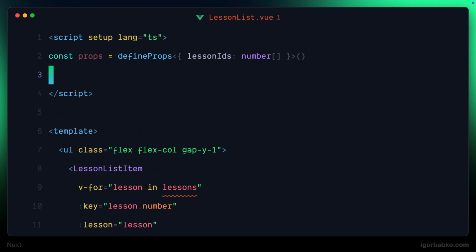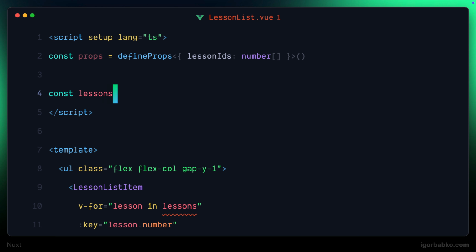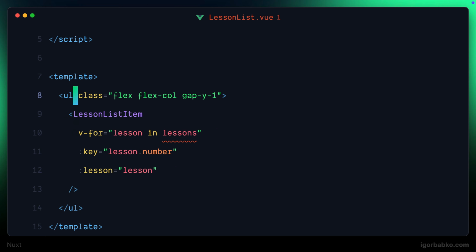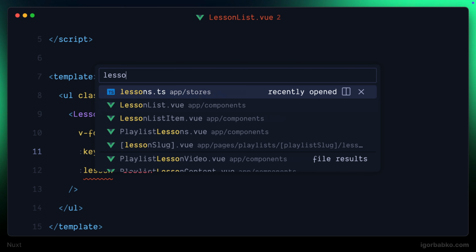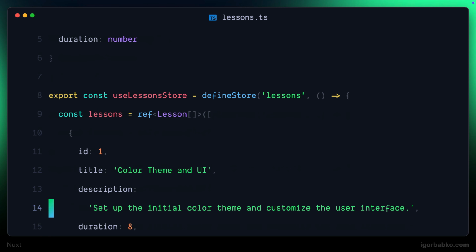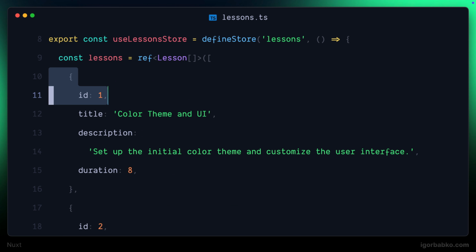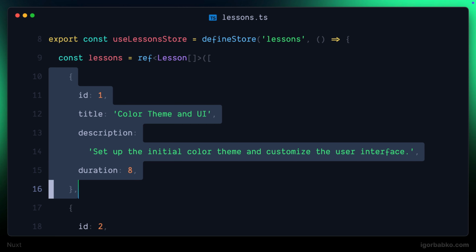Down here we'll need to access the lessons store since we're going to fetch lessons from this store. And in the template where we are rendering the list of lessons, let's access that list from the store by using the lesson store variable. For now we are receiving some type errors related to lesson objects in here, and that is because if we take a look inside the lessons store and check what the lesson object looks like, in here we're not seeing the number property that we are trying to fetch in the component.